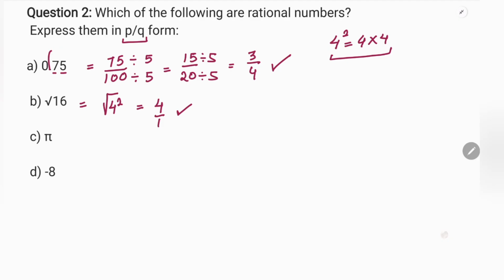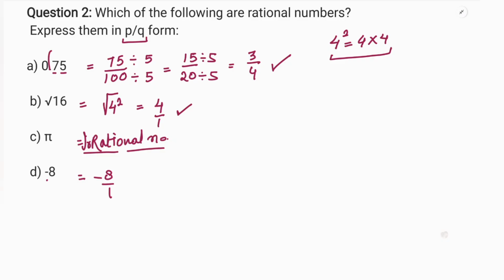Pi is an irrational number, 3.1428 and so on. Then minus 8 can be written as minus 8 by 1. If you have a whole number, you can represent it in the form of rational numbers as well, just by writing 1 in the denominator.